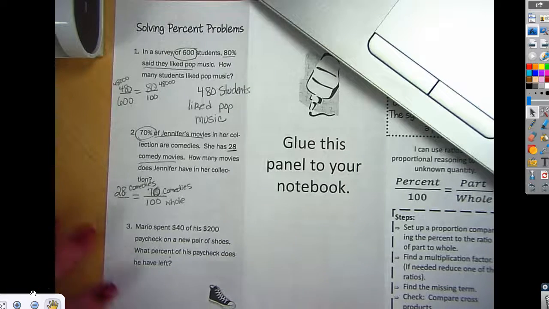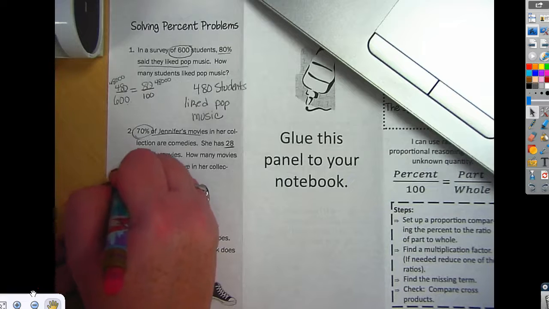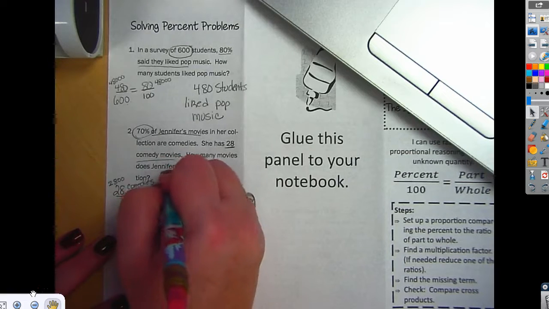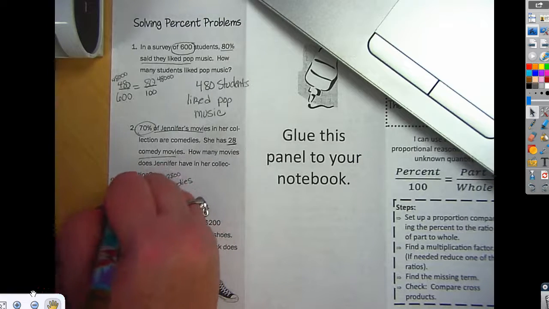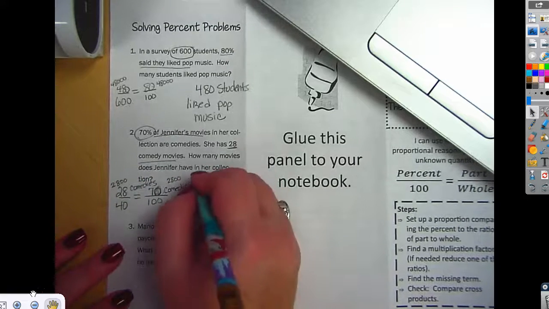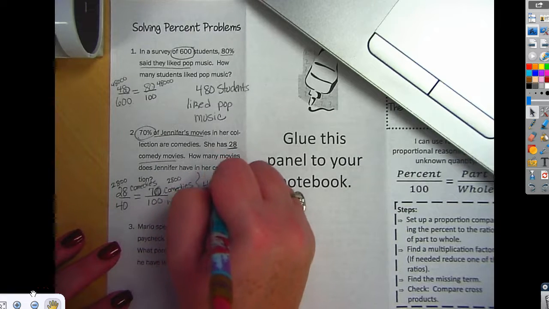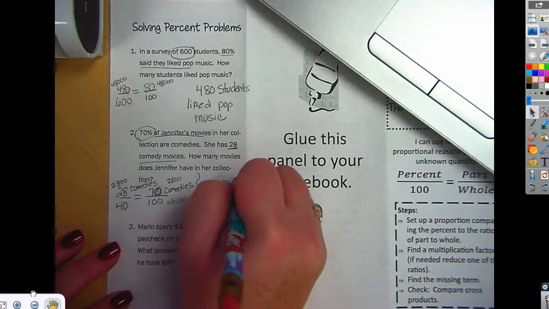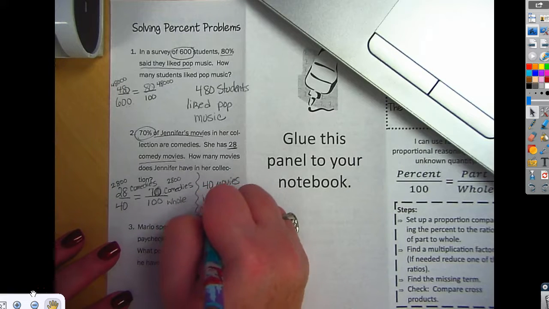Okay. So 100 times 28 is 2,800. 2,800 divided by 70 is 40. And her whole collection should be bigger than part, right? 40 movies in her collection.